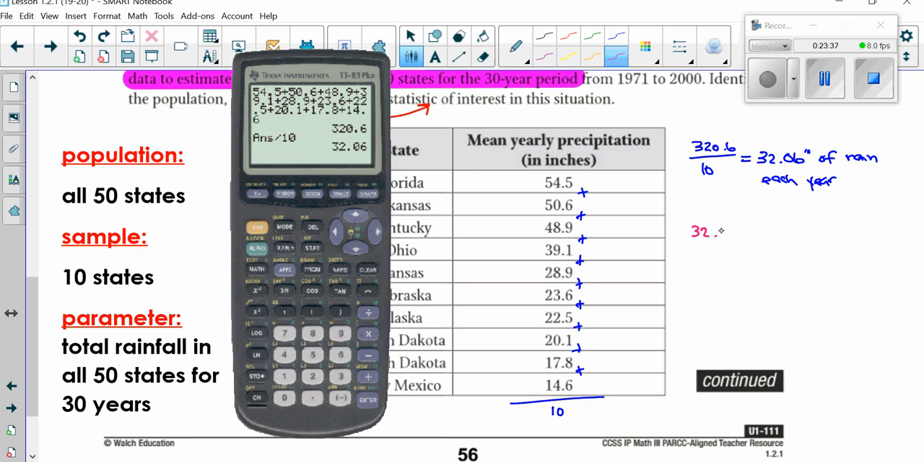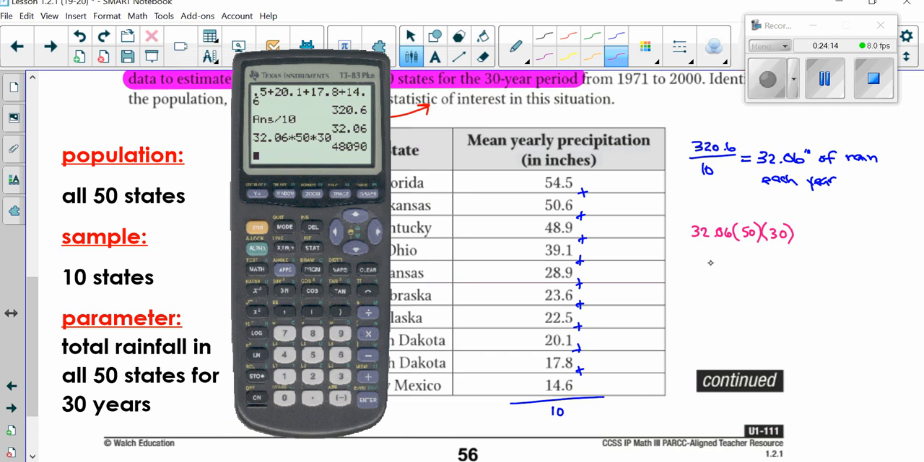32.06 inches of rain, I can take this 32.06 and multiply it by 50 states. So this is the average for one state times 50 states. And this, remember, is only for one year. So I want to multiply this then by 30 so that I get it for a 30-year period. So I'm going to take 32.06, multiply it by 50, so that's 50 states. And then I'm going to multiply it by 30 since it's for 30 years.